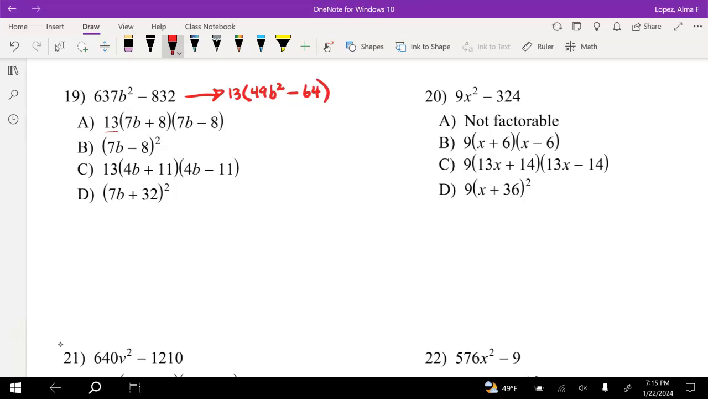See, whenever they give you possible answers, use them to your advantage. I used the first one to help me see if there was a greatest common factor, and luckily there was. Now that I've taken 13 out, I'm looking at the first base, 7b, second base, 8, and there's that negative I need. So letter A is going to be the answer, isn't it? Because this is going to factor into 13 and then open up our 2 parentheses factors. The 7b goes in each of the first positions. The 8 goes in each of the second positions with a plus and a minus between them.